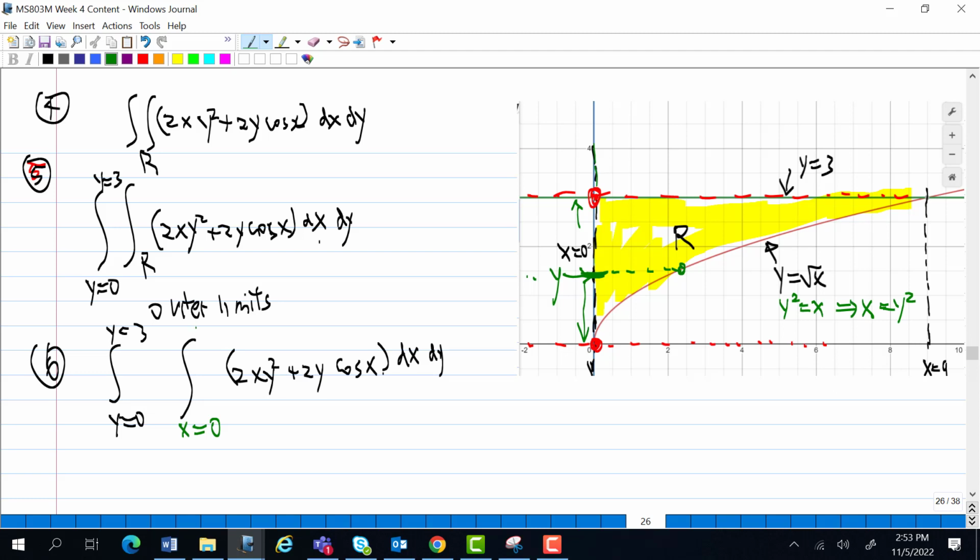So this is x equal to y squared. The value of x goes from x equal to 0 here, until it reaches x equal to y squared, because y equal to square root of x means x equal to y squared. So you got the inner limit now fixed. So this is a step to get the inner limit here.